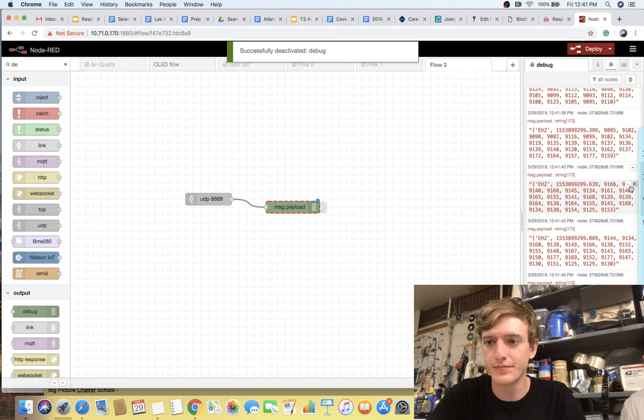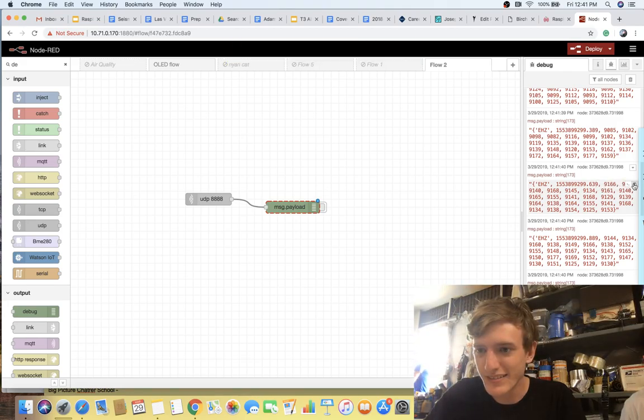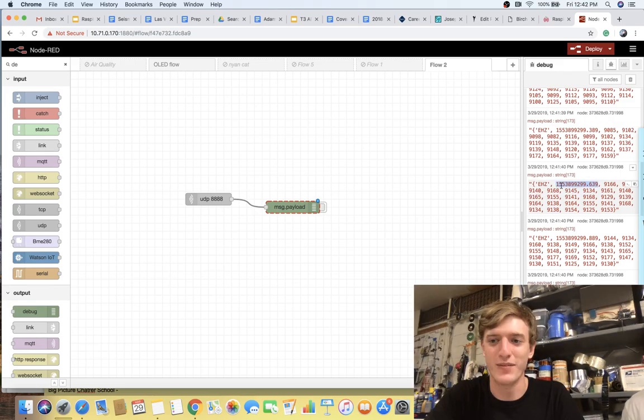I thought there was a way to open the full string. Maybe that is the full string. Anyway, here we have one packet. It says the data channel, which is EHZ. This number here is a timestamp. This is Unix time, the amount of seconds since 1970 or so. It's like 15 million seconds, something like that.